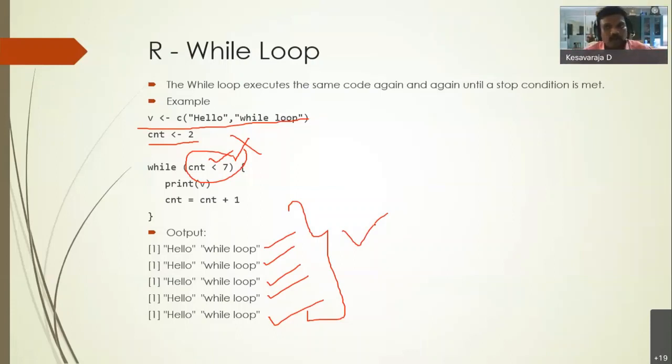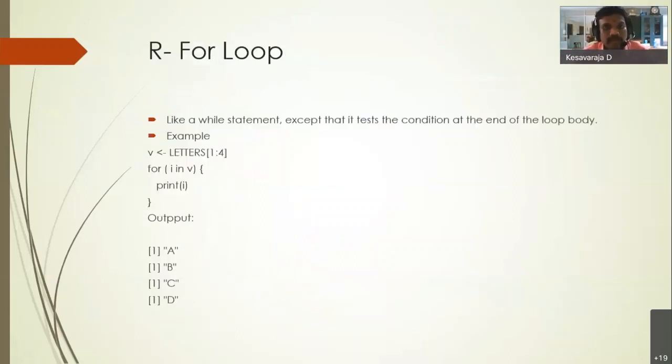Now, a for loop. Letters of functions. So letters of 1 to 4. The first letters are A, B, C, D. So letters of A, B, C, D. So I in V, the first variable I in V. Print I. So 4 letters. I in V, print I. So the letters are A, B, C and D.